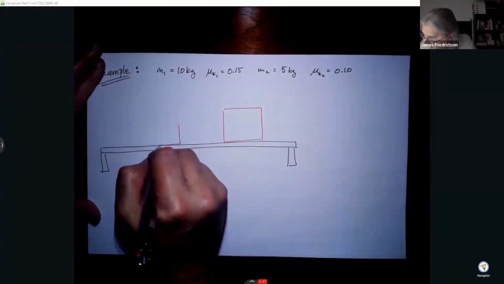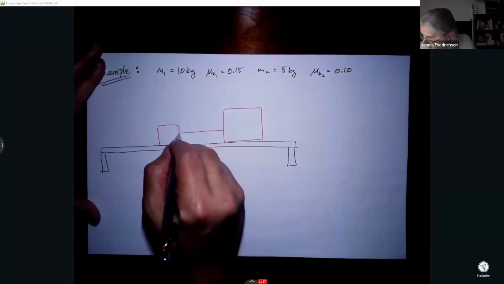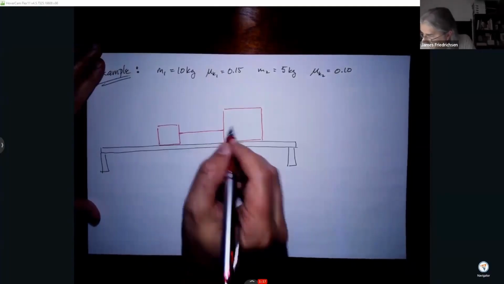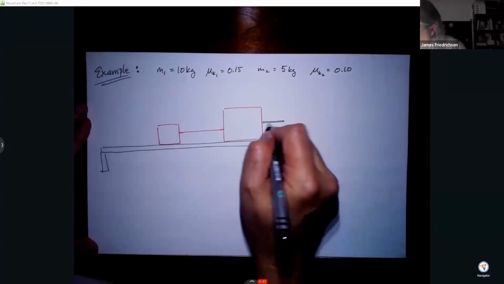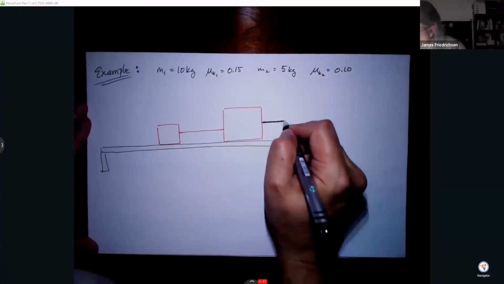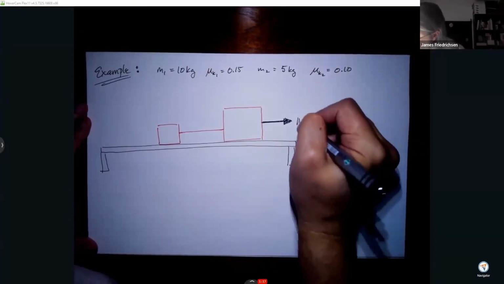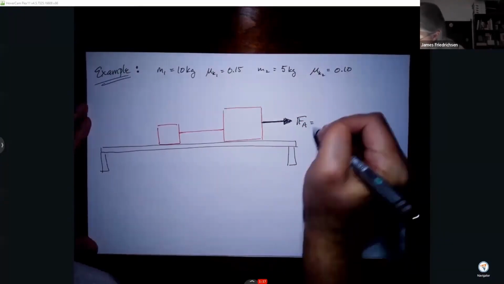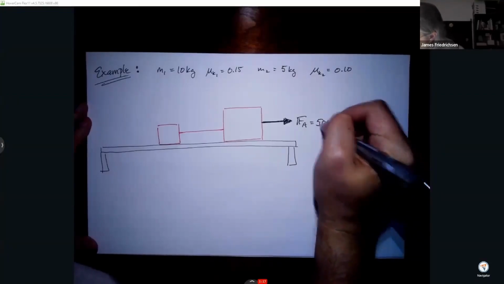Little box. And there's our string. And as I said, I'm going to keep the pull at 50 newtons. So then my applied force on this little train of boxes is going to be 50 newtons.